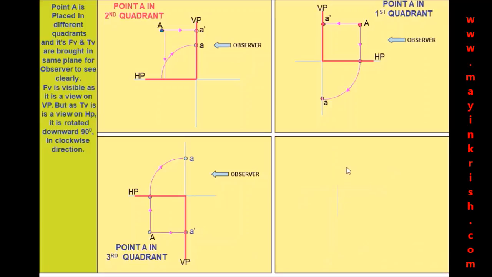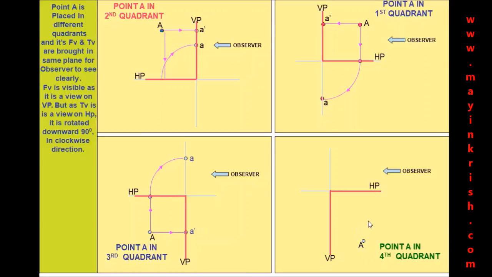Similarly, let me start with the fourth quadrant, the projections of a point A in the fourth quadrant. We can also define this with the help of the observer's point of view. The observer, as he is in the first quadrant, says very clearly the horizontal plane was below the observer and the vertical plane was in front of the observer. So here the point A is defined similarly as it is in the fourth quadrant. The point A was in front of the VP and below the HP. This was the consideration given by the observer.